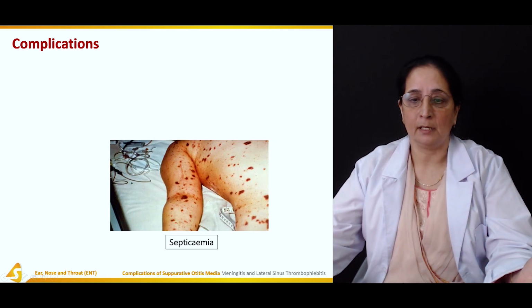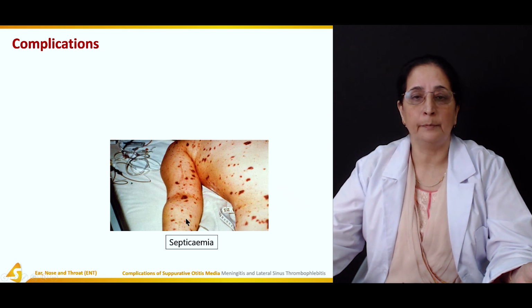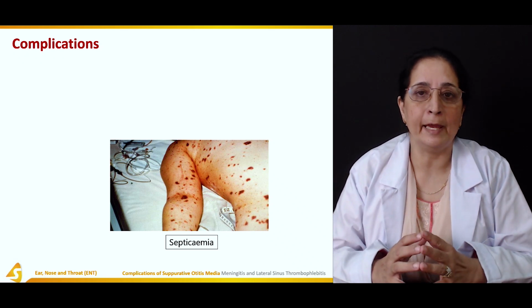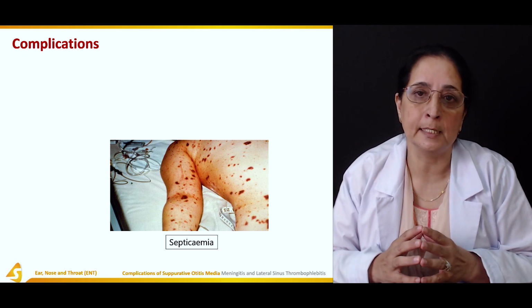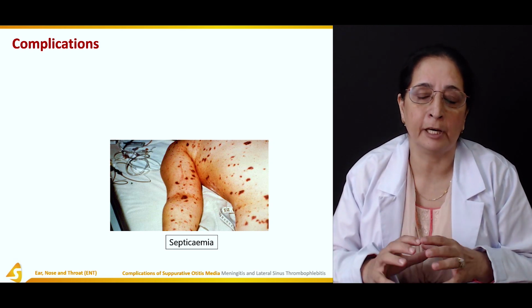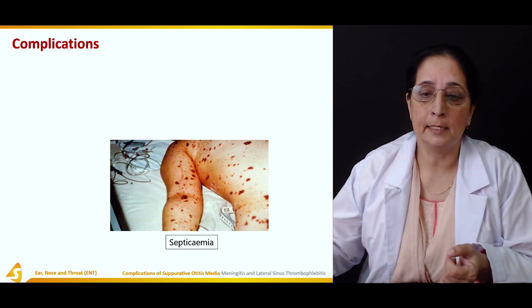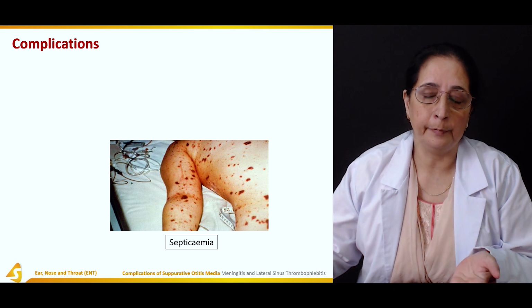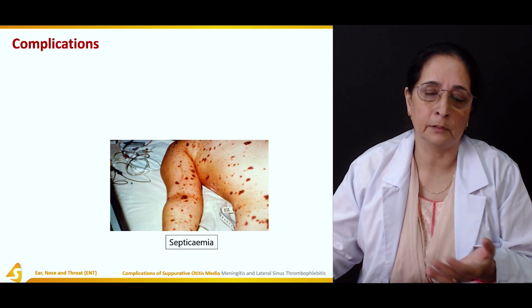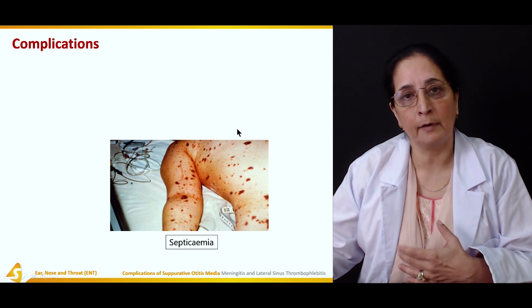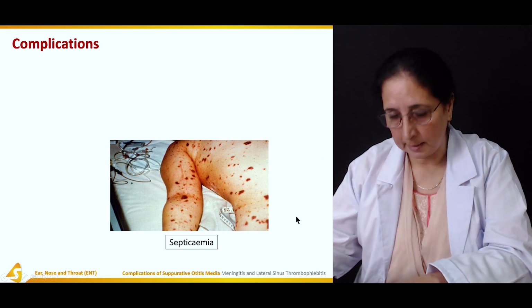Complications, septicemia. If you see, this is the picture of the patient with septicemia. When infection is present in the vein or if there is thrombophlebitis, it can spread to the whole body as a result of infection of the bloodstream, and this can cause septicemia, a very, very serious condition. Usually recovery is not possible and so many antibiotics are tried, but a lot of patients cannot survive as a result of serious septicemia.